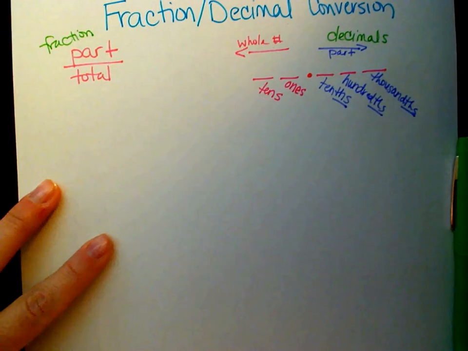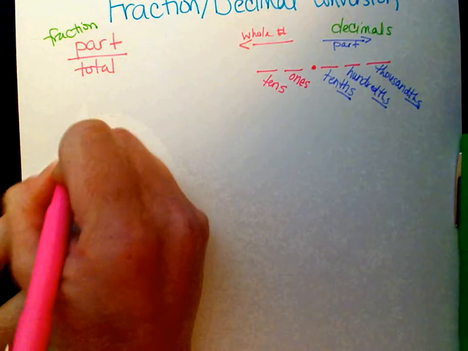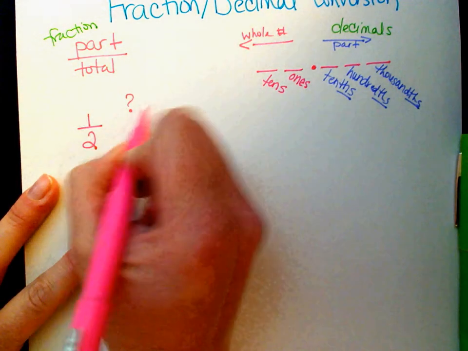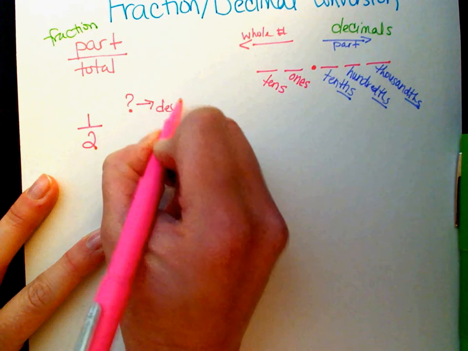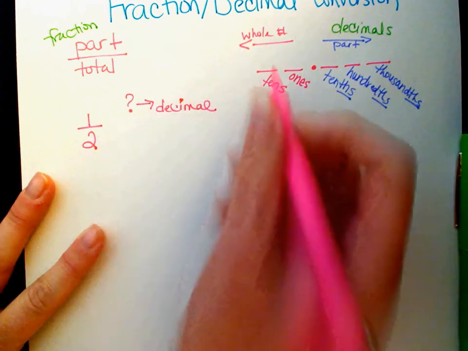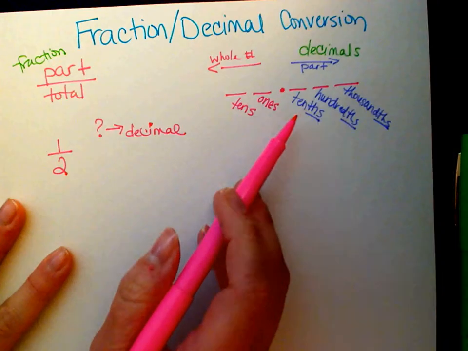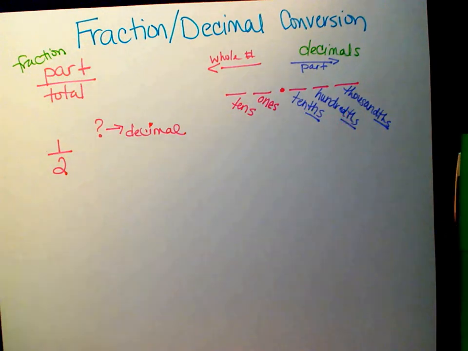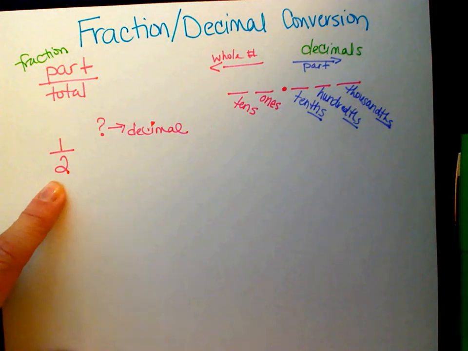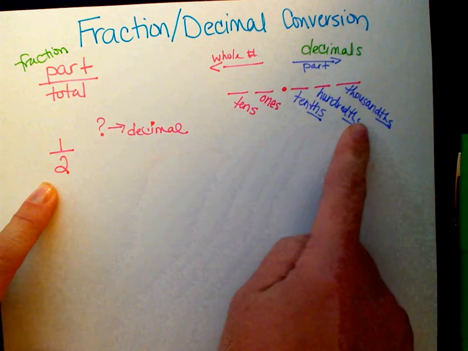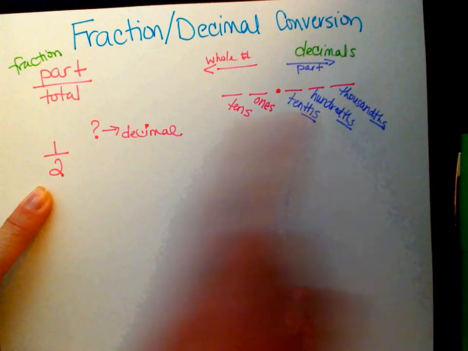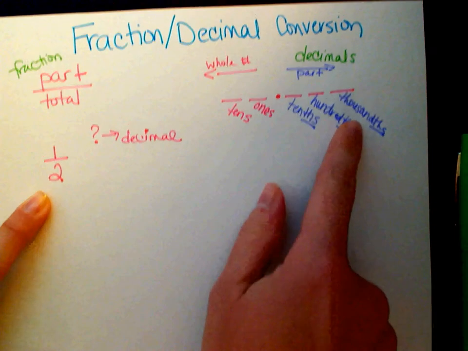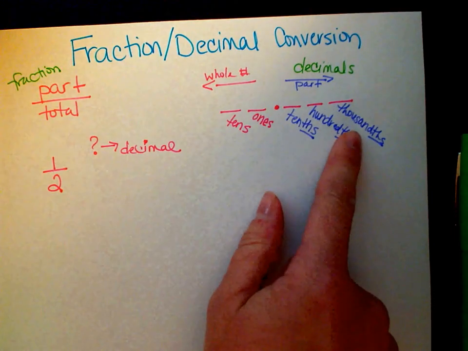So when we have a fraction like 1/2, and they say, how can I get that to a decimal? Well, I have to be able to put it in one of these place values called tenths, hundredths, or thousandths. The problem is my denominator is a 2. I don't have a 2 place or a second place or a half place. So this number needs to be increased until it has a denominator that reads one of these.